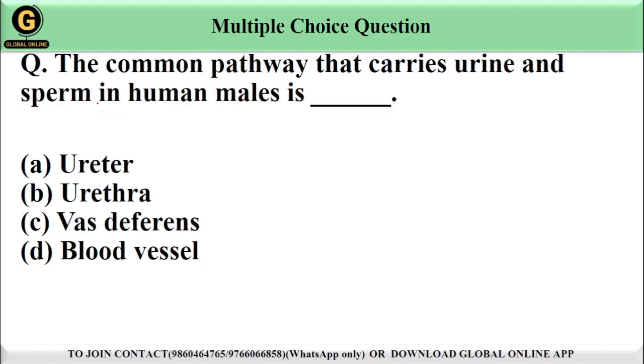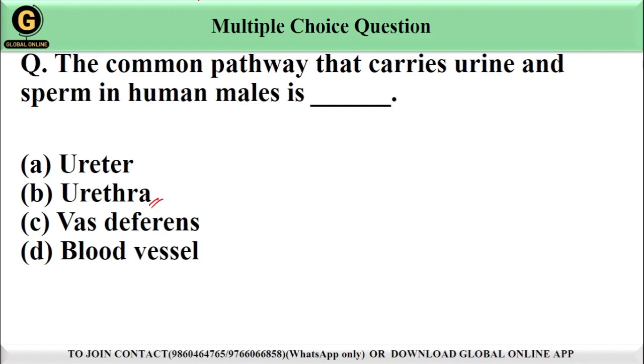The common pathway that carries urine and sperm in the human male is dash dash. Options are given. Option A, ureter. Option B, urethra. Option C, vas deferens. Option D, blood vessel. So students, in human males, the urethra serves as a common pathway for both urine and sperm. It carries urine from the bladder to the outside of the body and also transports sperm during ejaculation.